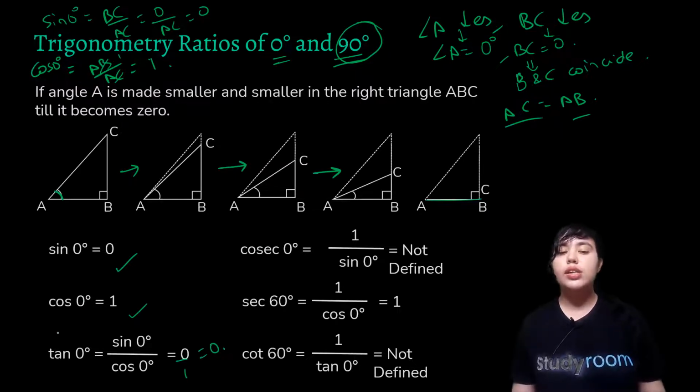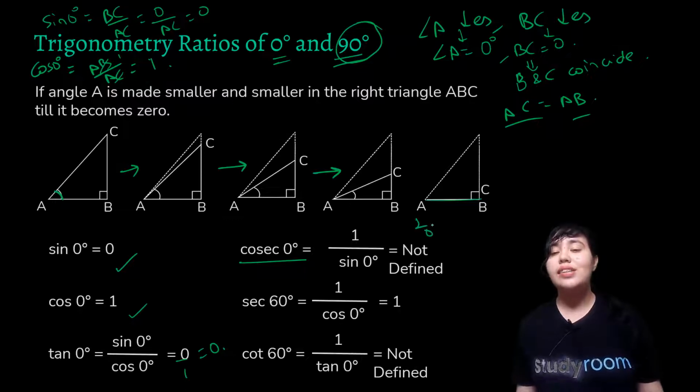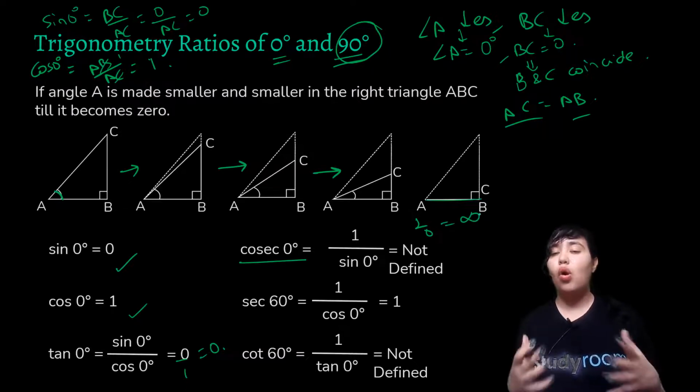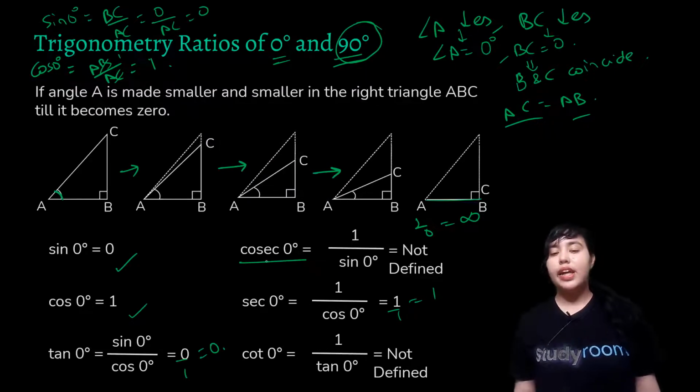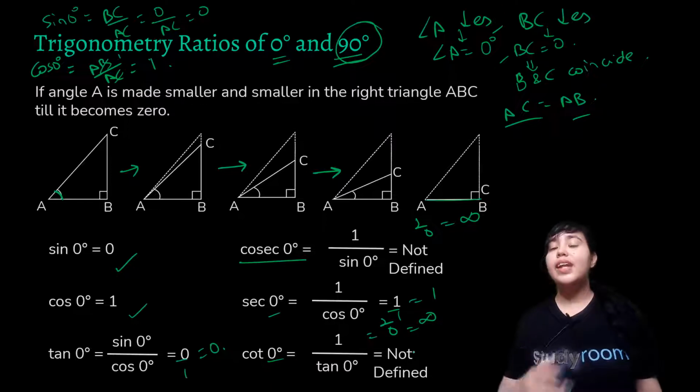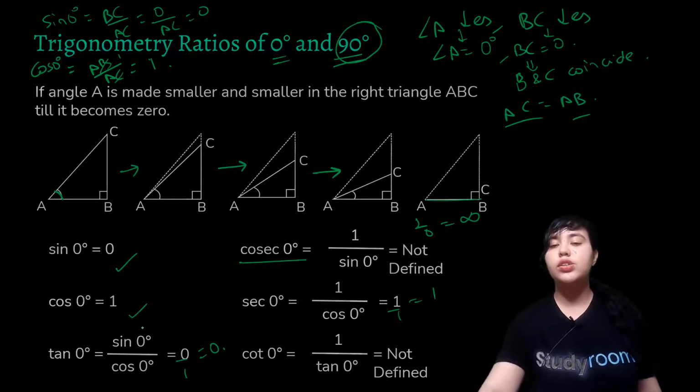Now if you know these three ratios, you can easily find their reciprocals as well. So cosec 0 is 1 upon sine 0, which is 1 upon 0. Anything divided by 0 is infinity, which is not defined. Then sec 0 degree is 1 upon cos 0, 1 upon 1, which is 1. So just make this correction over here, this is 0 degree. So cot 0 is 1 upon tan 0, and tan 0 is 0, so 1 upon 0 is again not defined. This is a general rule of thumb that anything divided by 0 is not defined. So these are the 6 trigonometry ratios for 0 degree.